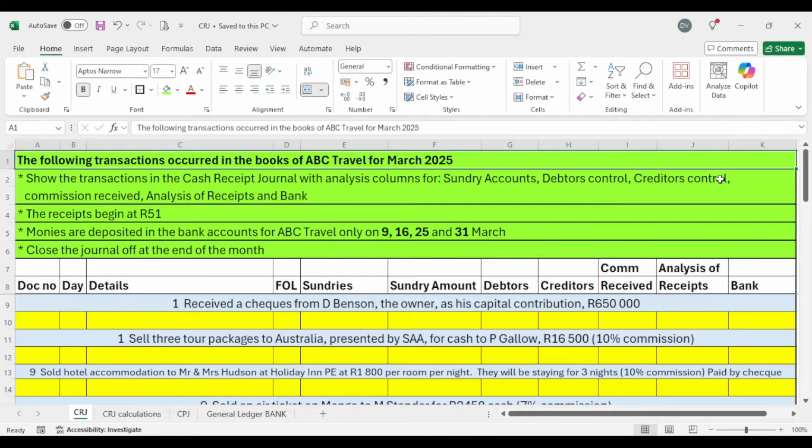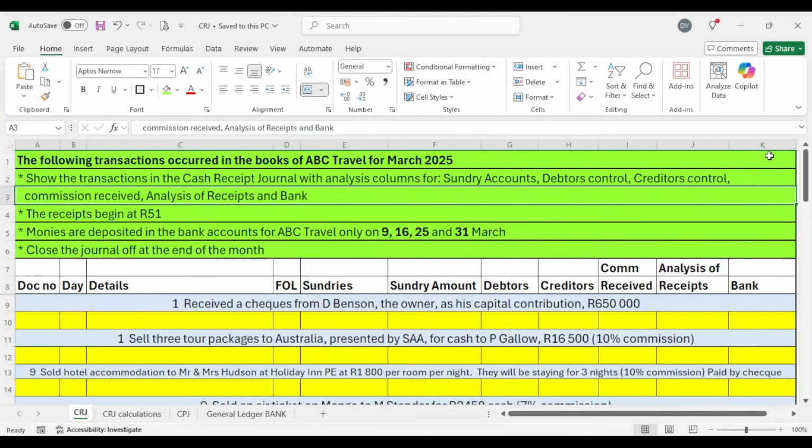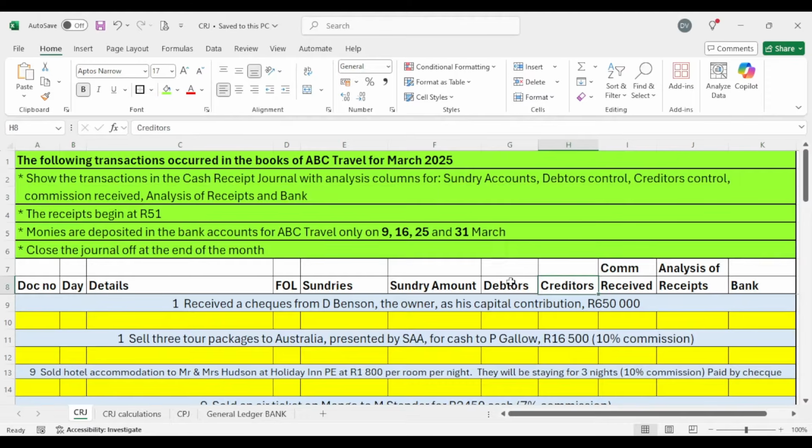Your first instruction says, show the transactions in the cash receipt journal with analysis columns for sundry accounts, debtors control, creditors control, commission received, analysis of receipt, and bank. So you will remember that when you get your answer sheet, a lot of these columns are left blank. They are not named. So it's your responsibility to name them according to what the instruction tells you.